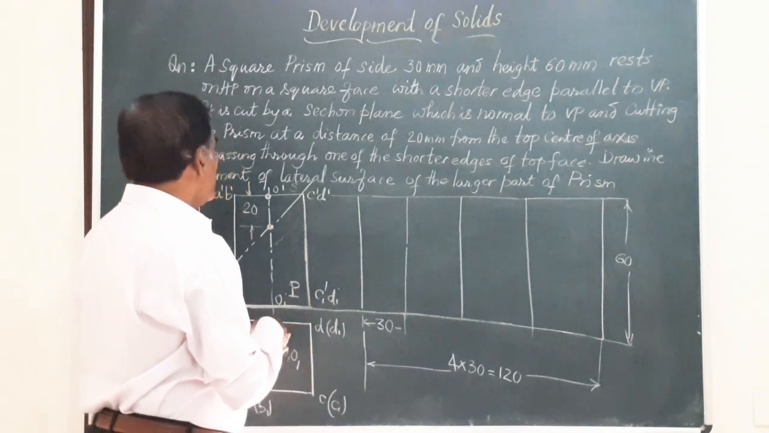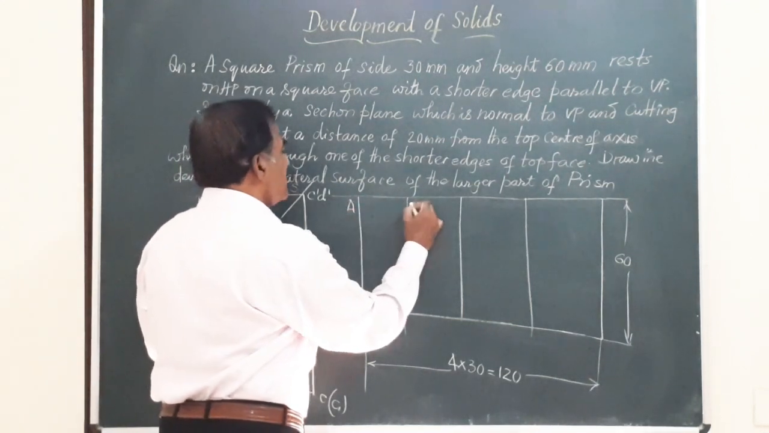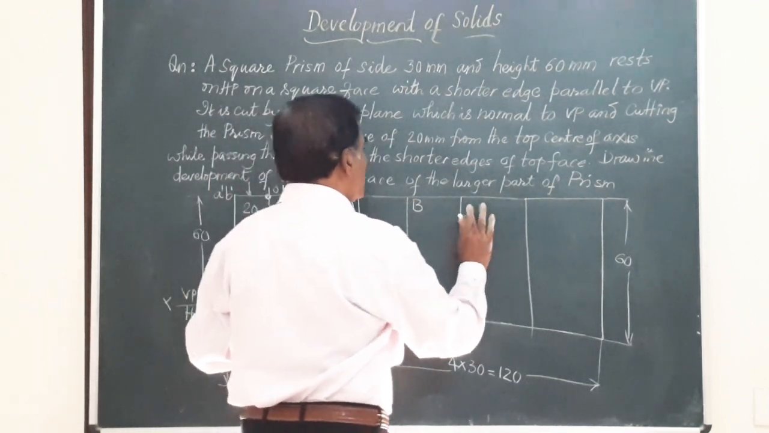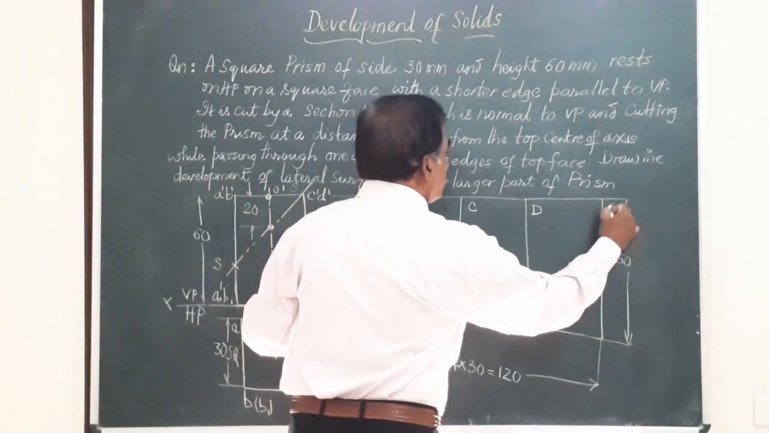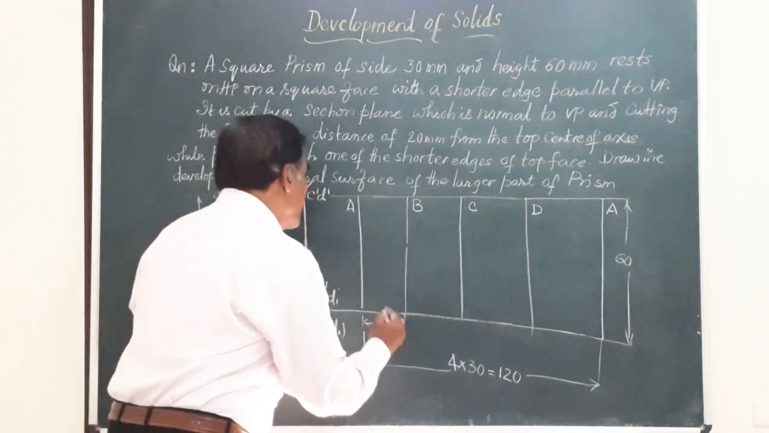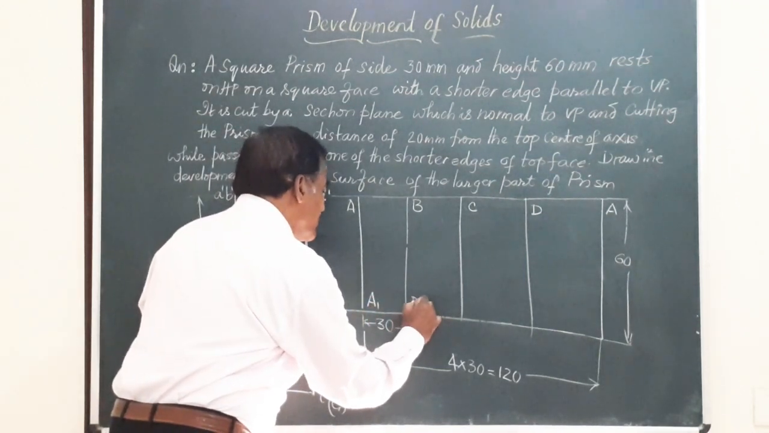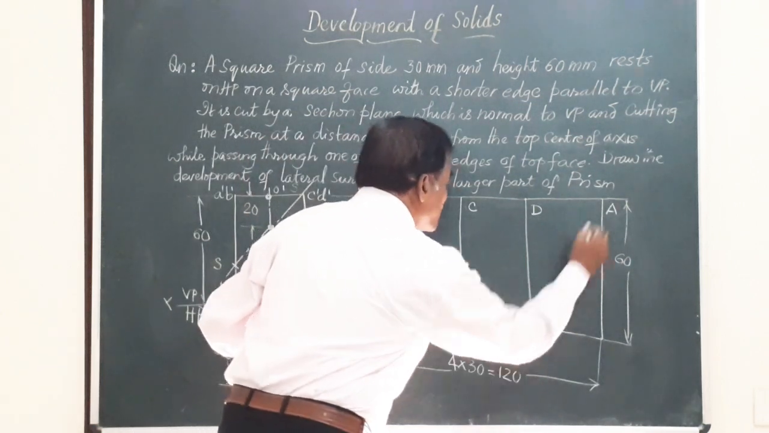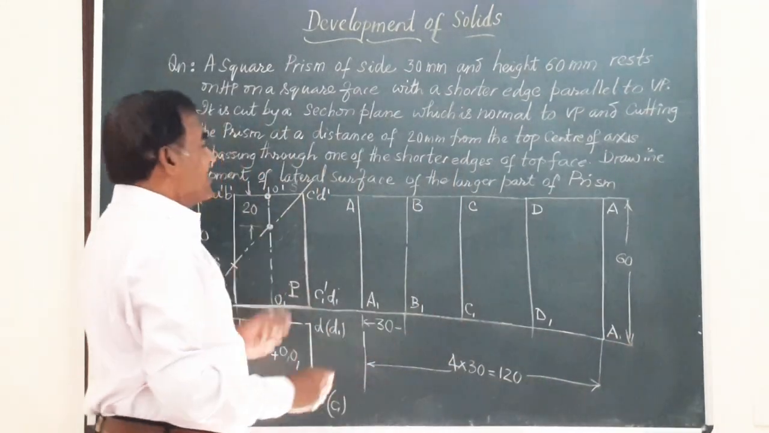So here as usual, let me start with A. A, this is B, C, this is D, finally A. The starting point and the end point should be the same. Similarly for the bottom, we have A1, this is B1, this C1, D1, and this has to be below A, it should be A1. So this is the development without the section plane.